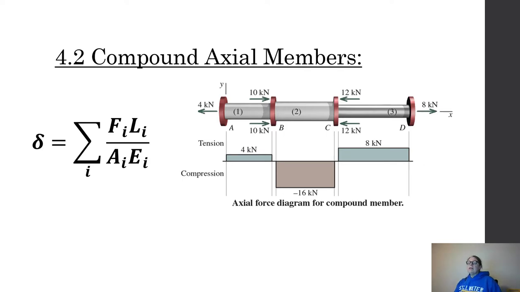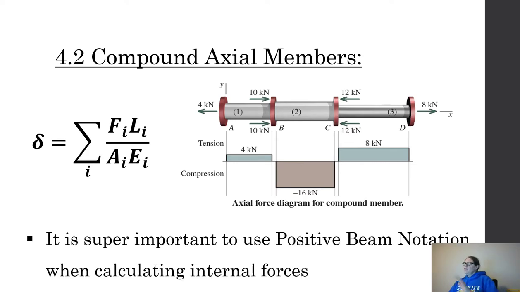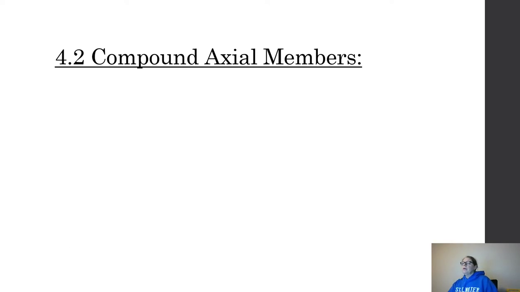So it's super important to keep up with positive beam notation, okay, because it's going to dictate whether it's a positive delta or a negative delta. Okay, so super, super important to keep up with positive. Always assume tension, and then do your statics, your equilibrium, to find out if it's truly in tension or if it's in compression. Okay.